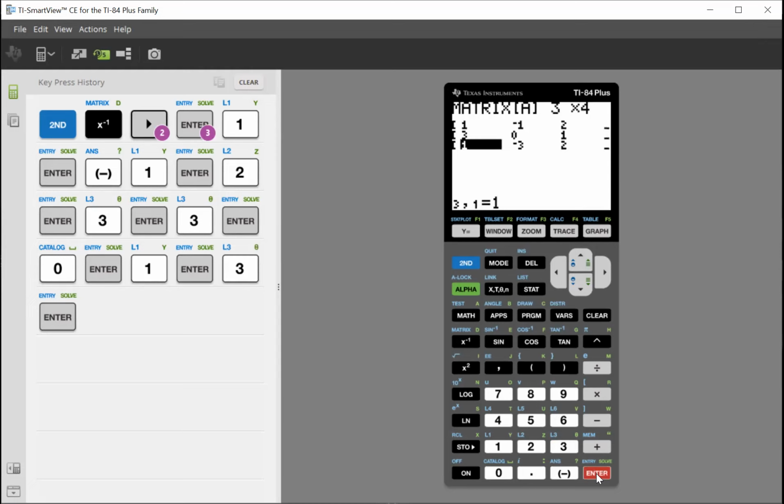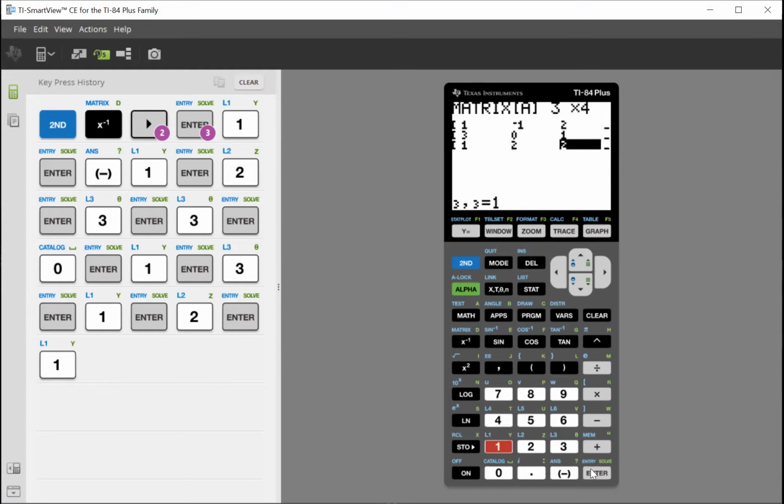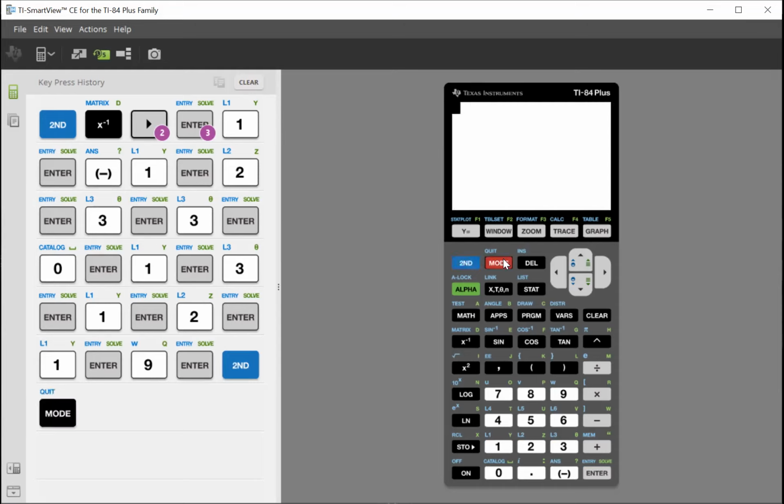So my last row was x plus 2y plus z equals 9. So 1x, enter. 2y, so that'd be 2, enter. 1z would be 1, enter. And then my answer was 9, enter. All right, so once you've got all your numbers entered into that matrix, you're going to quit that screen by hitting the blue second button and the mode button to quit.